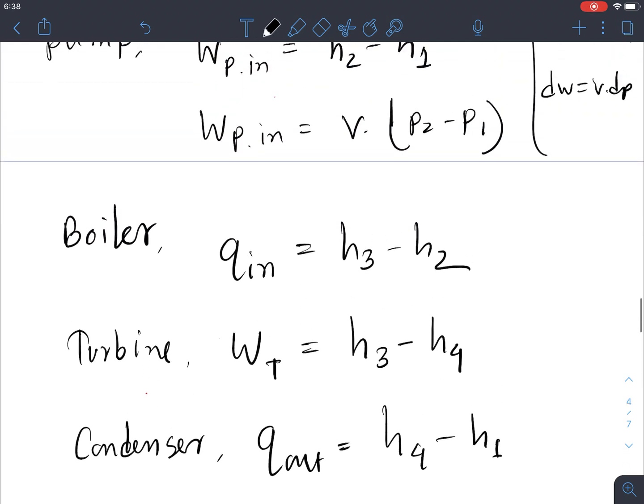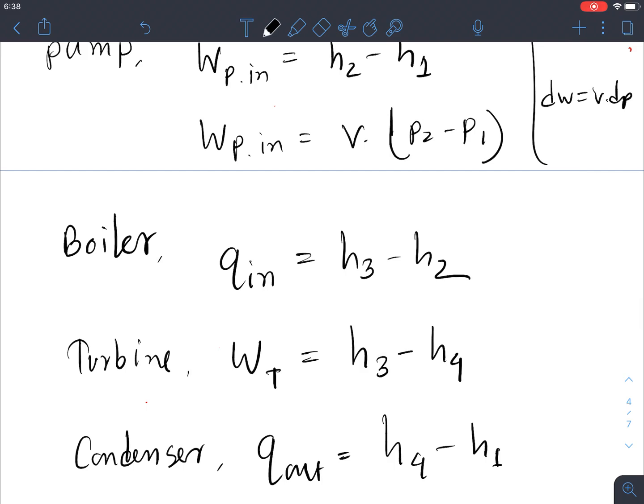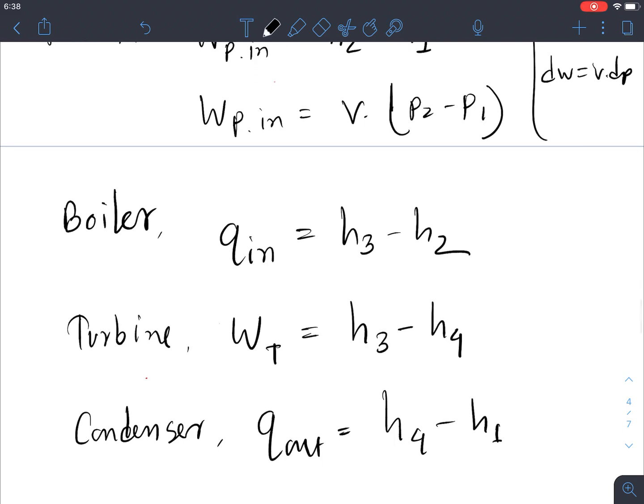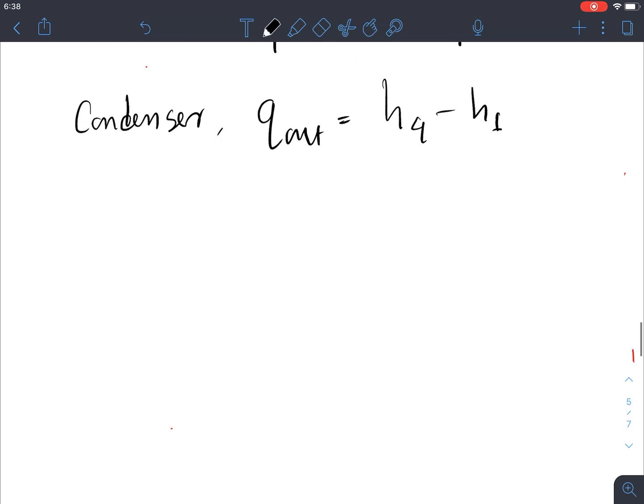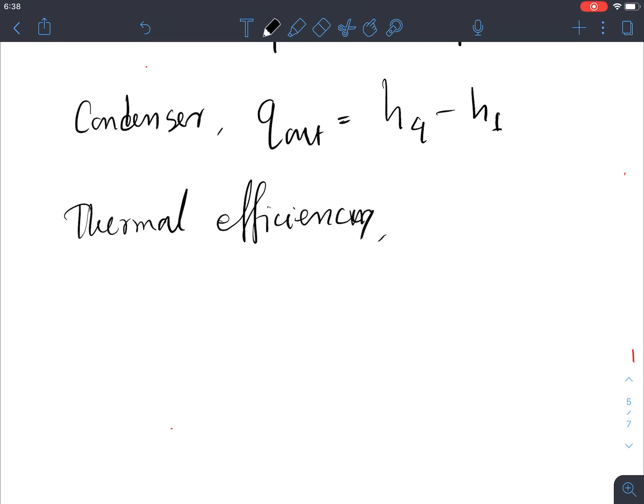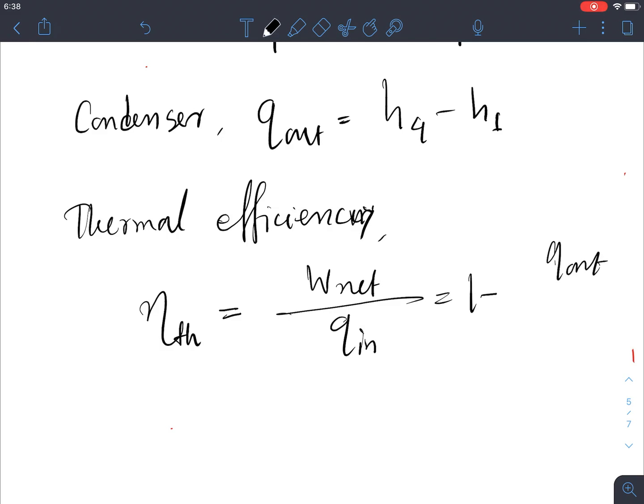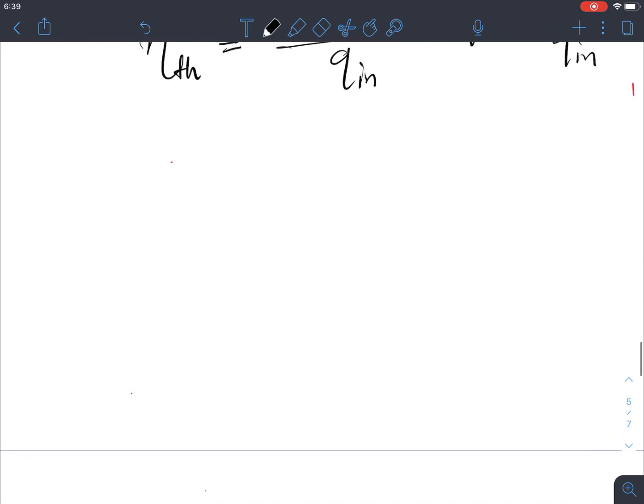So now we know all of those thermodynamic properties at all of those states, or all of those devices. We should be able to define the efficiency equation, right? So the thermal efficiency of this Rankine cycle is basically the net work output divided by Q in, or we can write it as Q in minus Q out divided by Q in. So that's the efficiency expression.